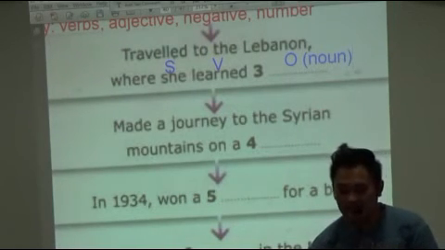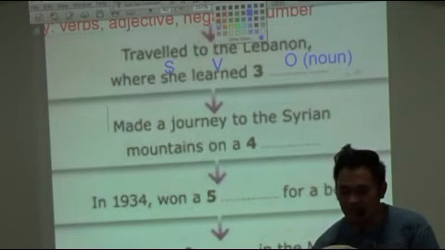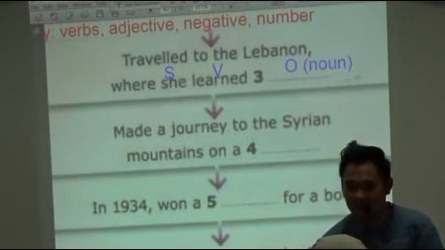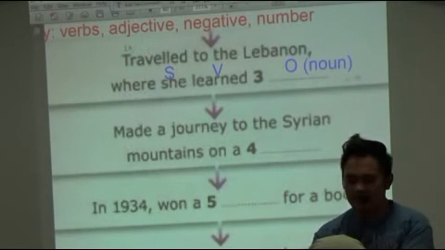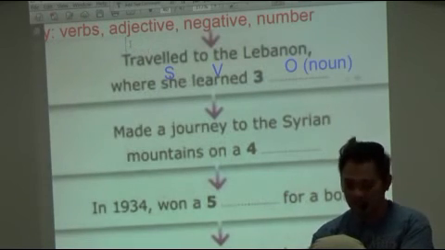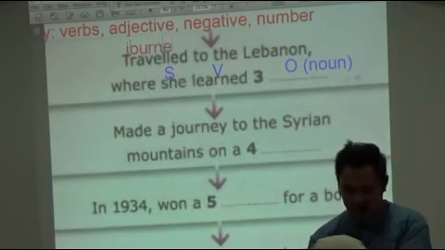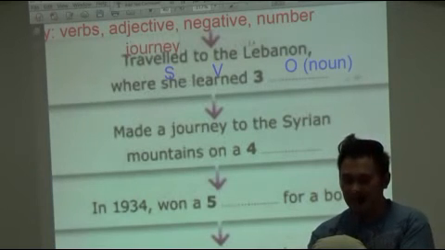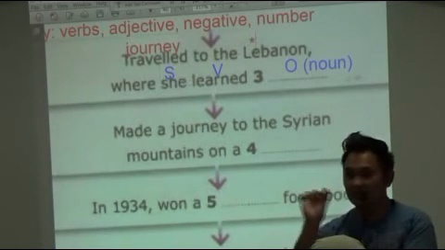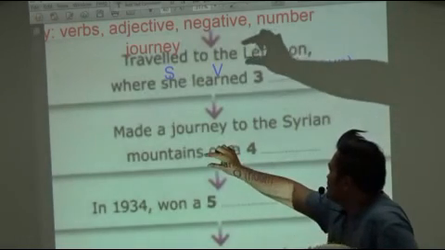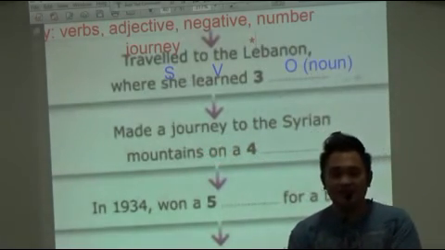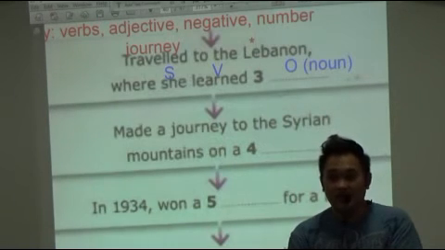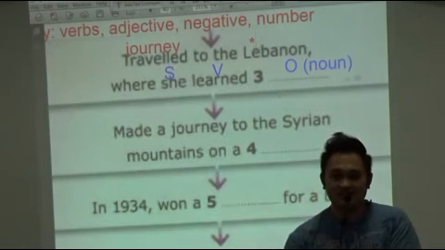Next step. Let's think about the keywords. Do we have any keyword here that can help us? Travel. What is a paraphrase for travel? Journey. Wonderful. Lebanon is our marker. Why? It's the name of a country. So it's easy to find Lebanon. Can you find Lebanon? I'm going to give you 5 seconds to find Lebanon. Ready? Start.